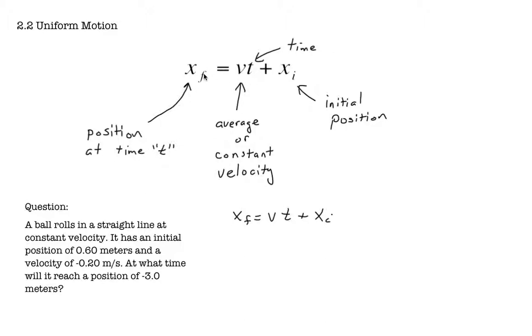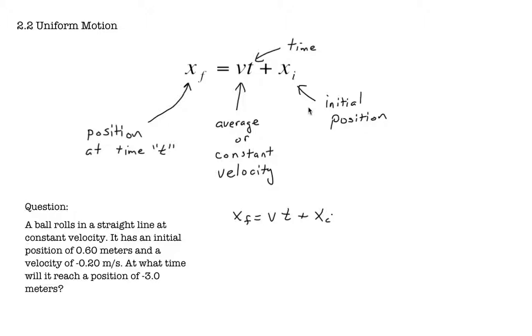This term here, which is called x final, it's often called final position, but it doesn't mean final as in last ever position. It just means the position at time t that you specify in the math model. V stands for the average or constant velocity. If the object is changing velocity, you could put the average velocity in here and also get values of x final. T is time, and xi is the initial position of the object.